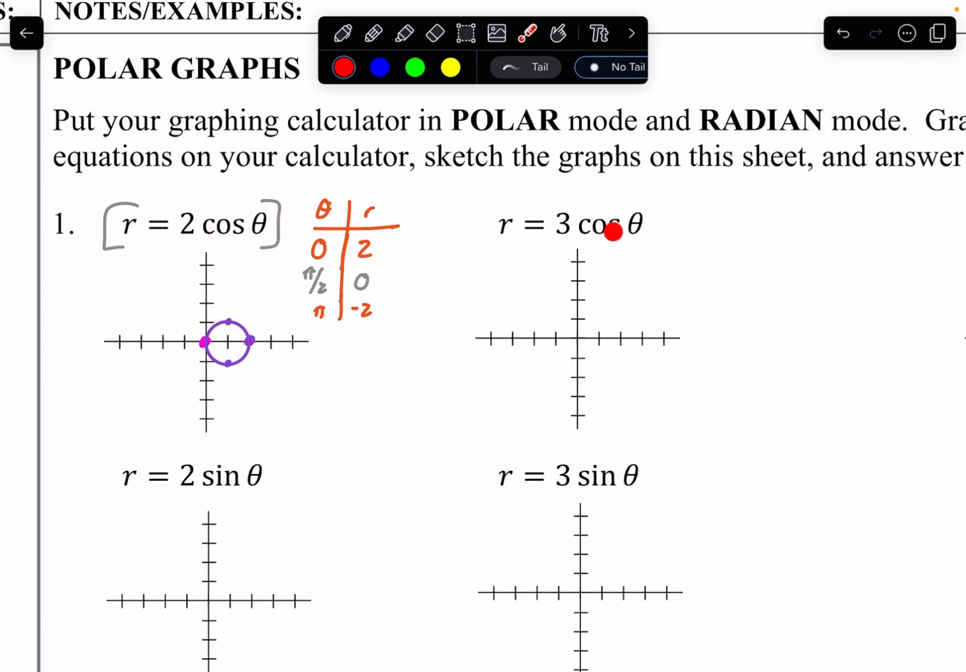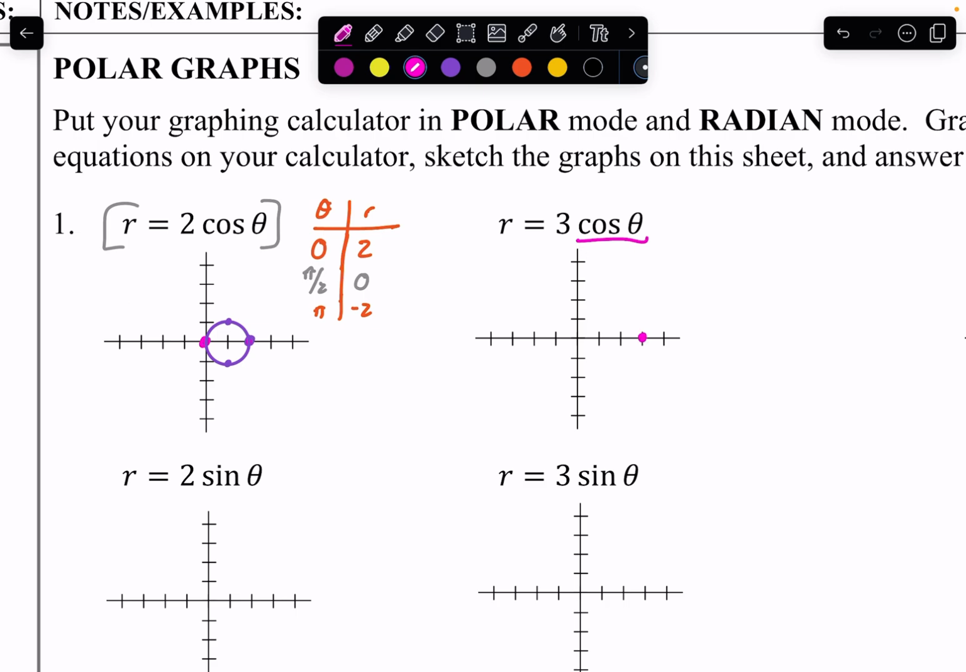If I do 3 cosine theta, now I'm going to go out 3 units. So instead of me having to draw that in Desmos or try to build that in some way, I'm going to go, well, cosine of theta means I'm going to go out on the x-axis. Again, cosine of 0 is just 1, so I'm going to go out 3 units.